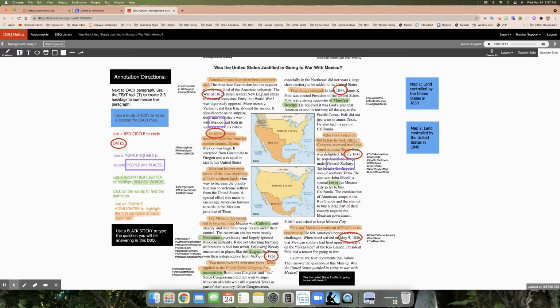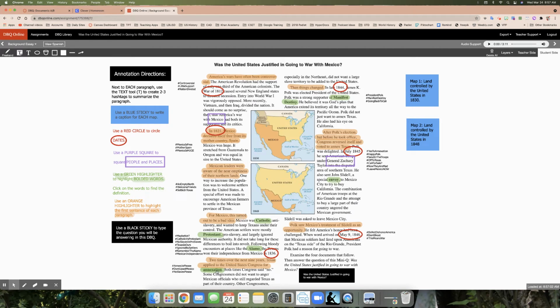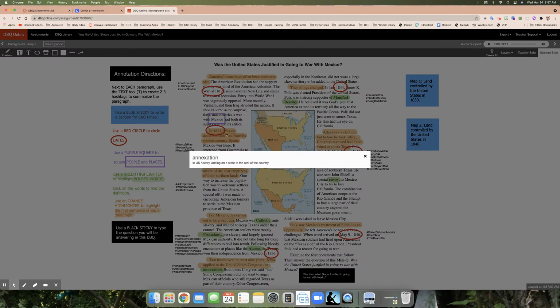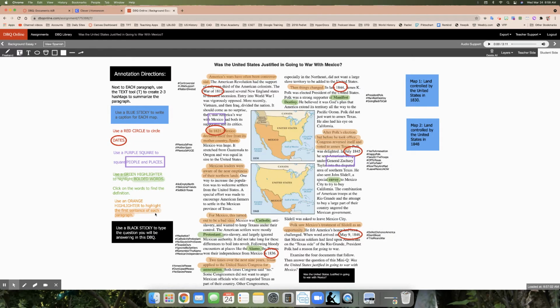And again, if I were to click on it, like I know I'm going to have to know what annexation is. So just to remind myself, I'm going to click on it and it gives me the definition in US history, adding on a state to the rest of the country. Okay. And then our orange highlighter for highlighting the first sentence in each paragraph, and then my black sticky to type the question that we're going to be answering.